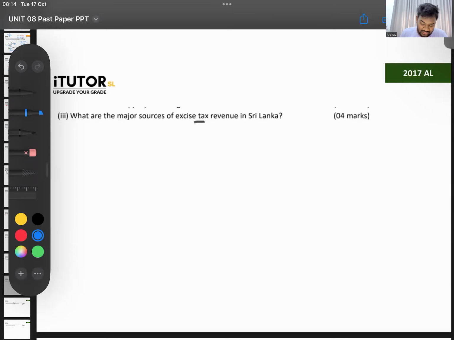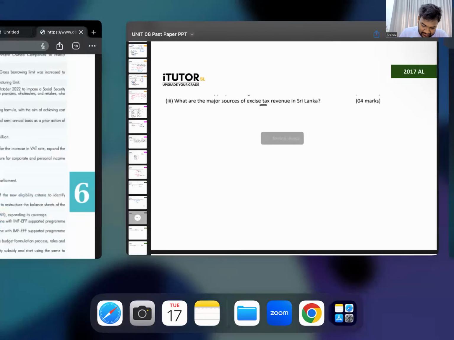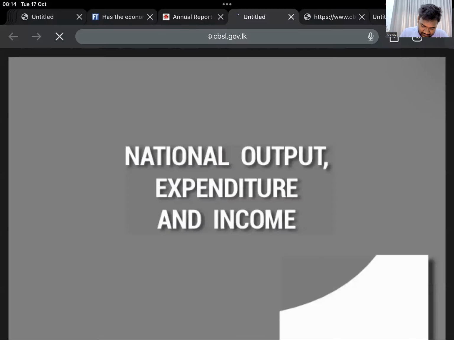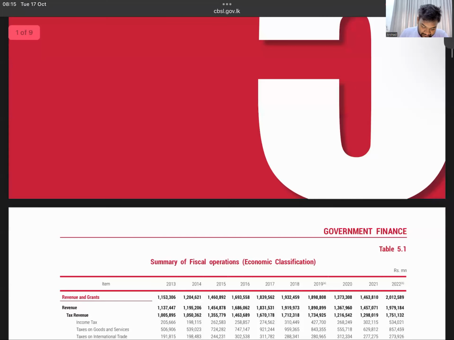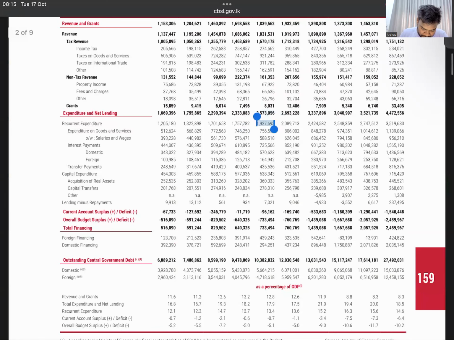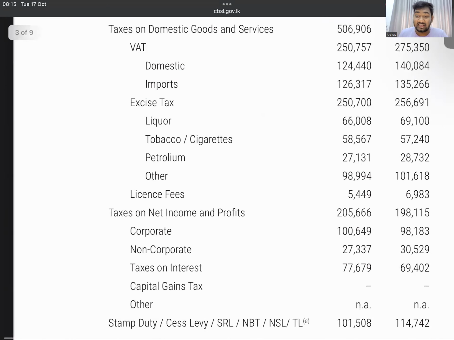I'll show you some actual numbers. Remember, it was there in my financial sector. If you look at government revenue, these are the bigger ones recently. Now, recently, there is no excise on motor vehicles because we have banned motor vehicle imports. So there is nothing much.